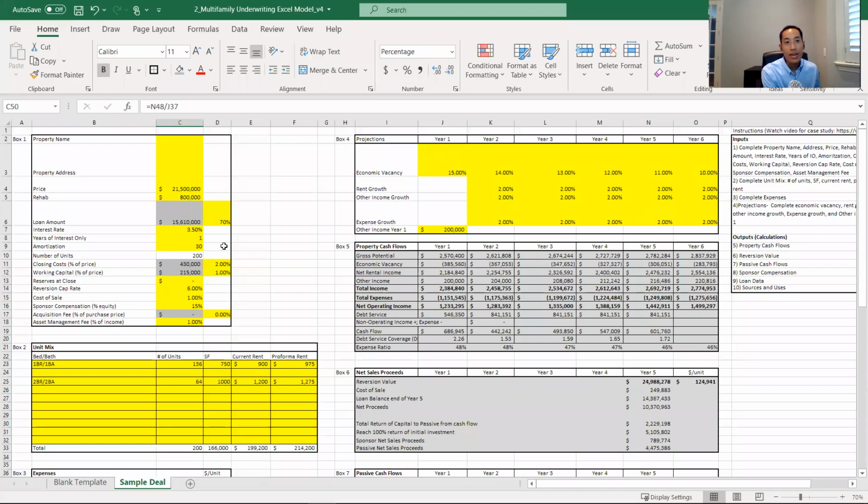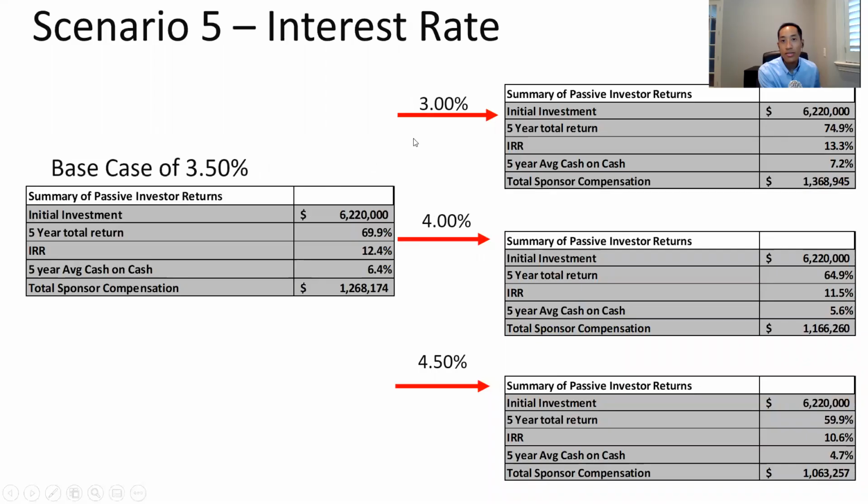Next thing is interest rate. So we can come in, go back to our base case, and plug in. We use 3.5%, which is where the market is right now. If you drop to 3%, you get about 5% more in total return. If you increase to 4%, you're at 65%. And then 4.5%, you're at 60%.